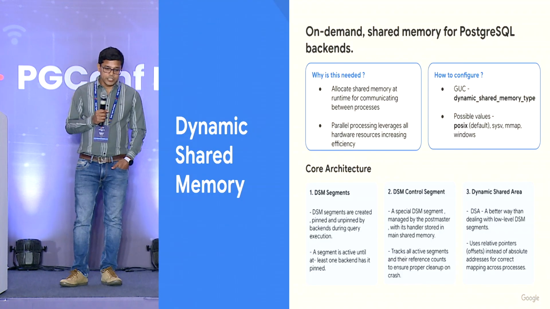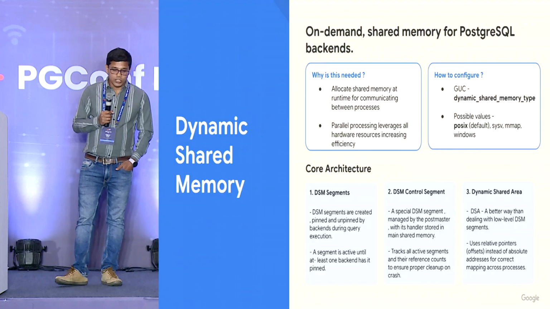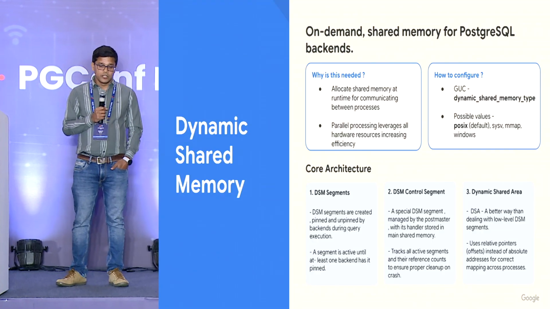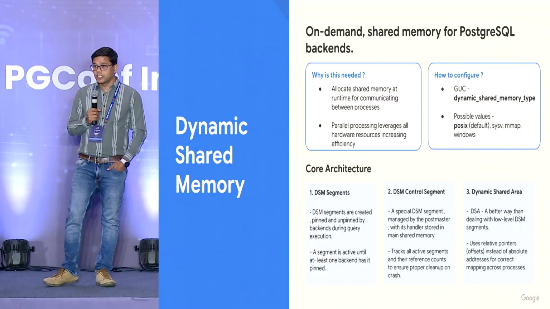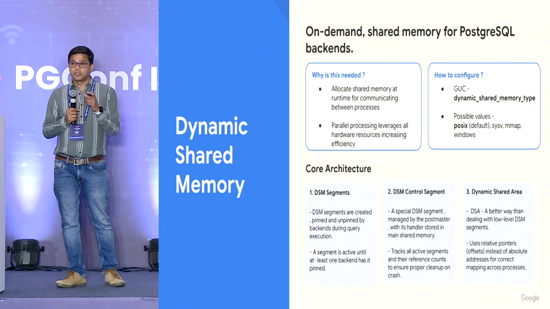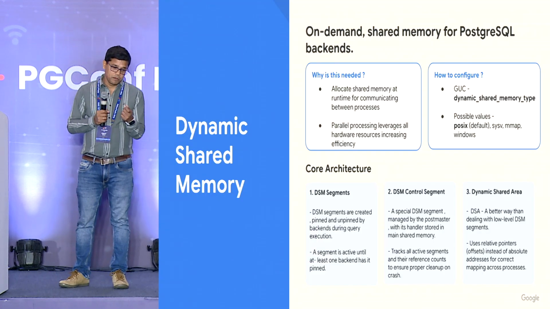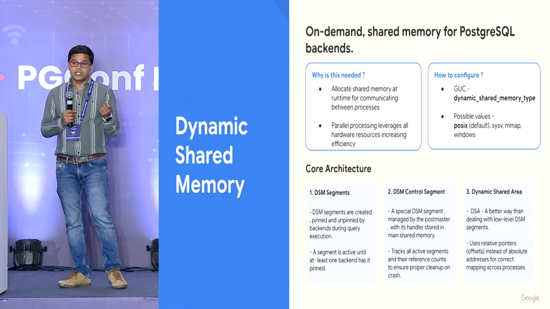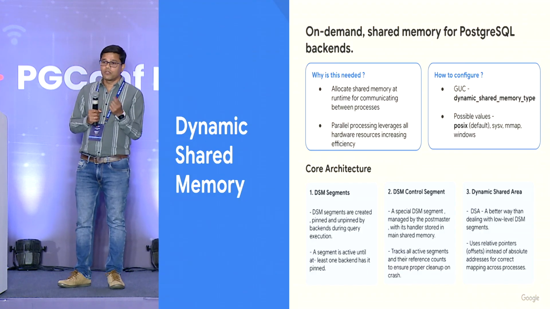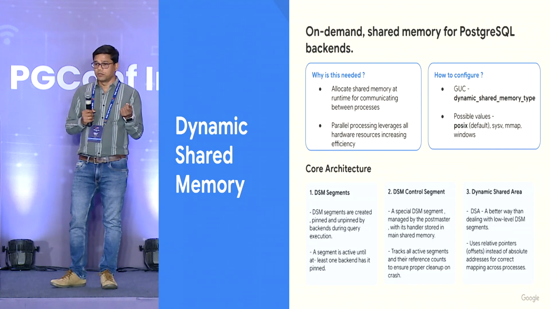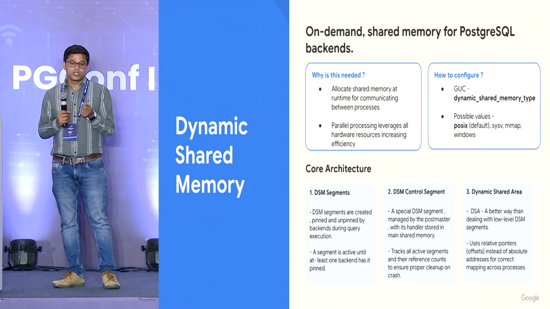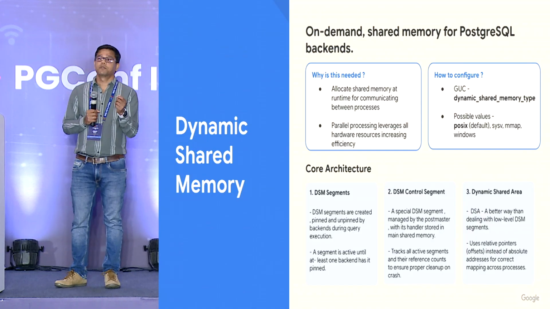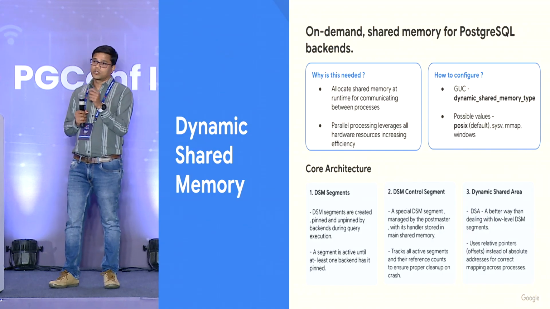Then again, we have the DSM control segment. That is maintained by the postmaster, and the handle of that segment gets stored in the shared memory. As I said, we are giving a solution for shared memory, but we still use a very small fraction of the total shared memory we would have required, and that's where we use that shared memory for just storing the segment information, because that segment has to be accessed across all the backends.